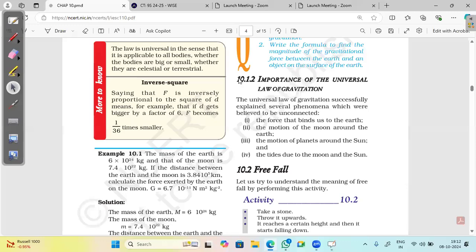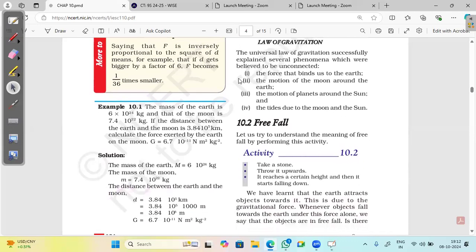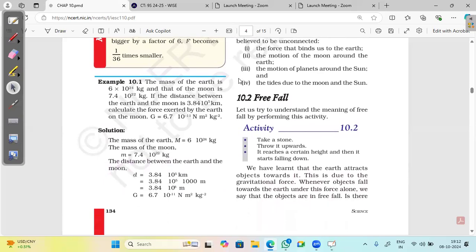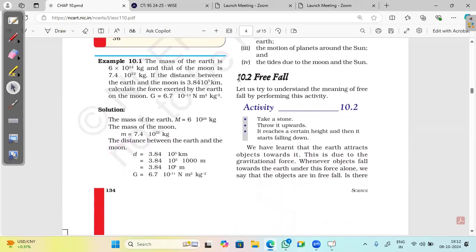Next topic is free fall. Free fall means whenever an object is falling freely, what is the force that is acting on it? We'll study the free fall now.